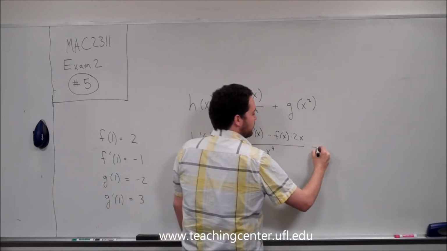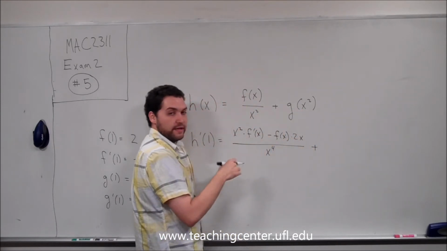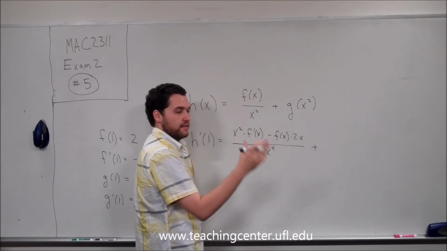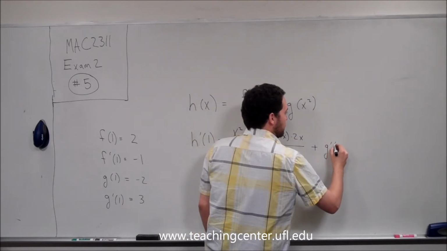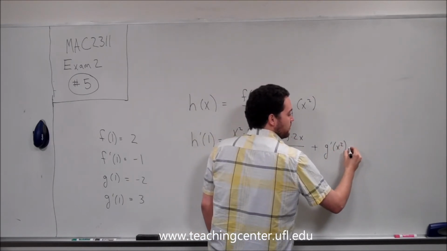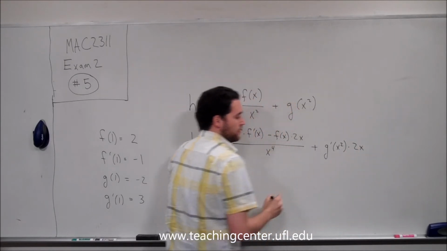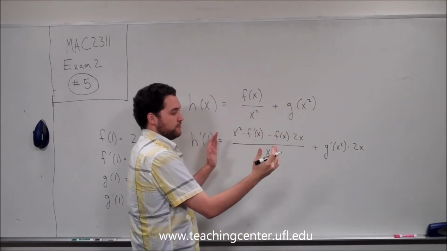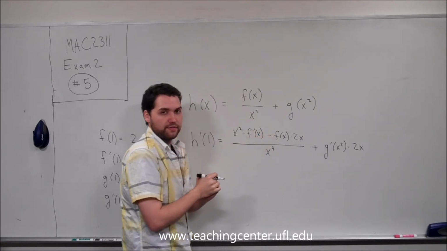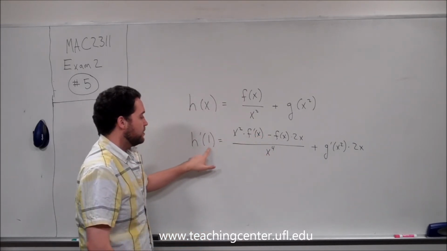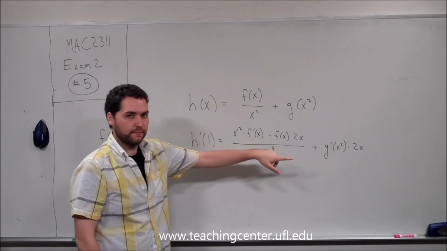Then we can go plus the derivative of that part, and that's going to be a chain rule. Take the derivative of the outside, leaving the inside alone, and then work your way in. So that's going to be g prime of x squared times 2x. We took the derivative of the outside, so you got g prime, leaving the x squared alone, and then multiply by the derivative of x squared, which gives you 2x. So this is the complete derivative, and now we just need to feed 1 into everything.